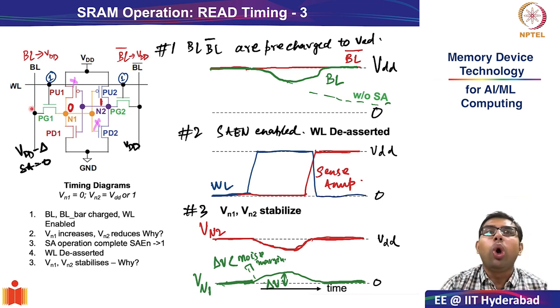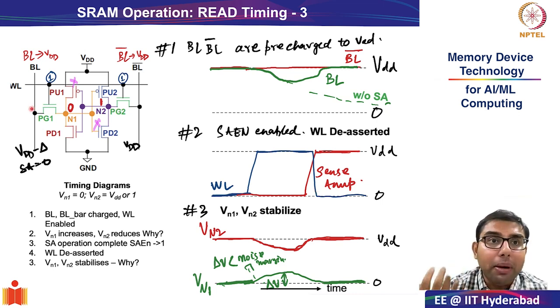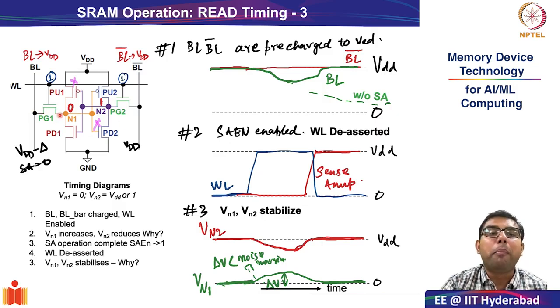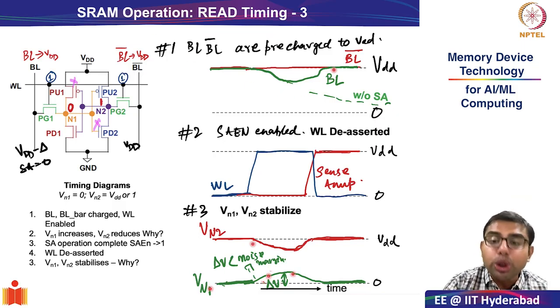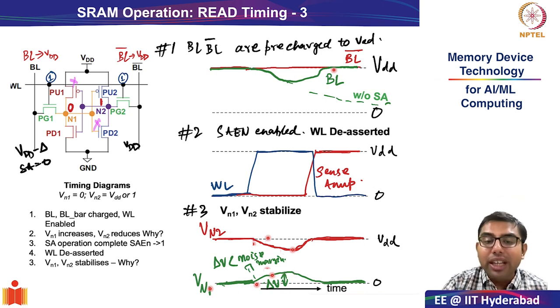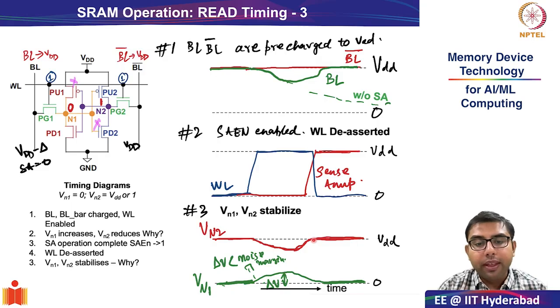Because you want to indicate that your read operation is completed, and therefore you want to decouple pass gate 1 and pass gate 2 from the bit line and storage node 1. Okay. So the moment the word line is deasserted, the bit line, which is pre-charged from the external circuitry, automatically returns to its original position, and you also see that Vn1 and Vn2 stabilize. Vn1 stabilizes and parallelly Vn2 also stabilizes.